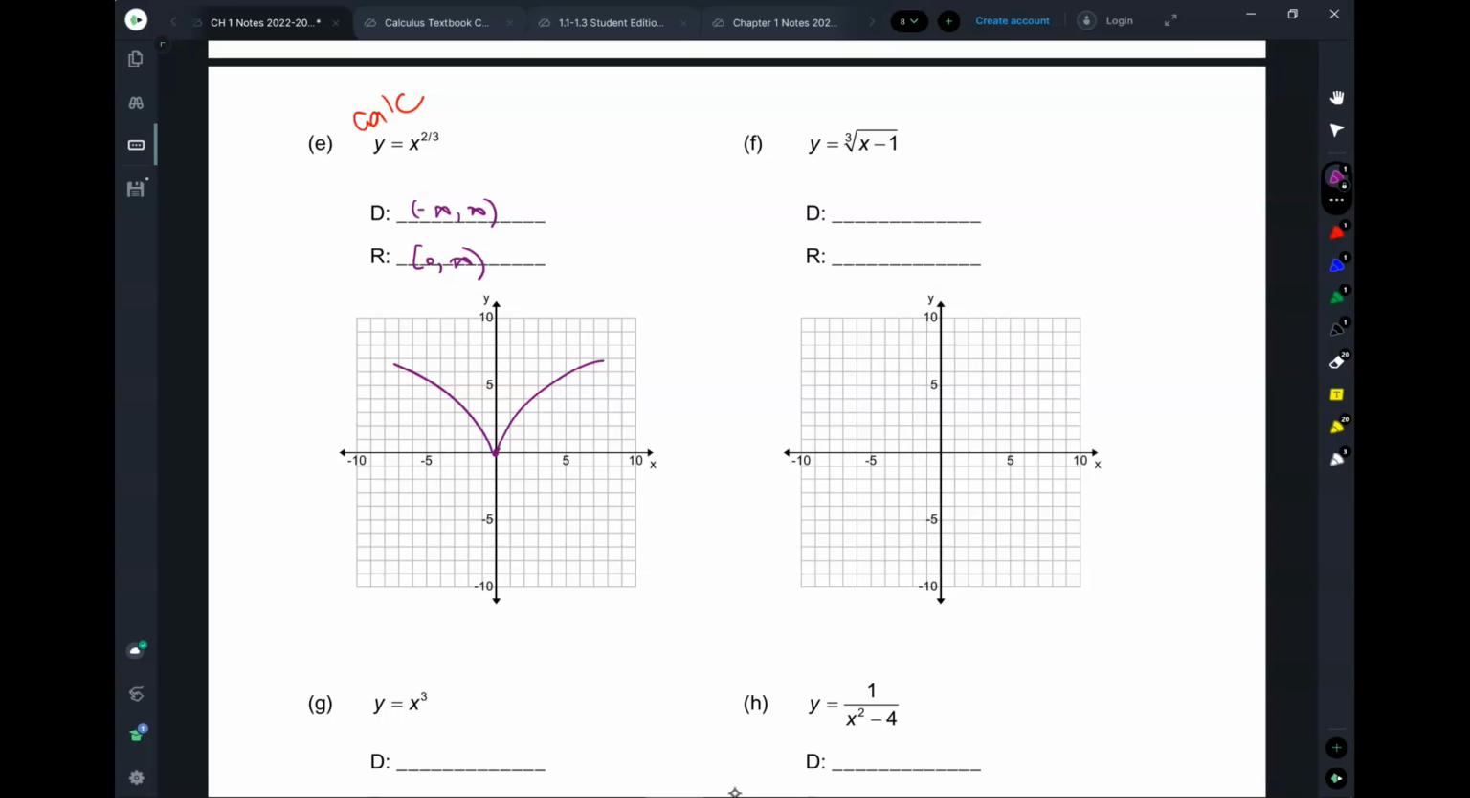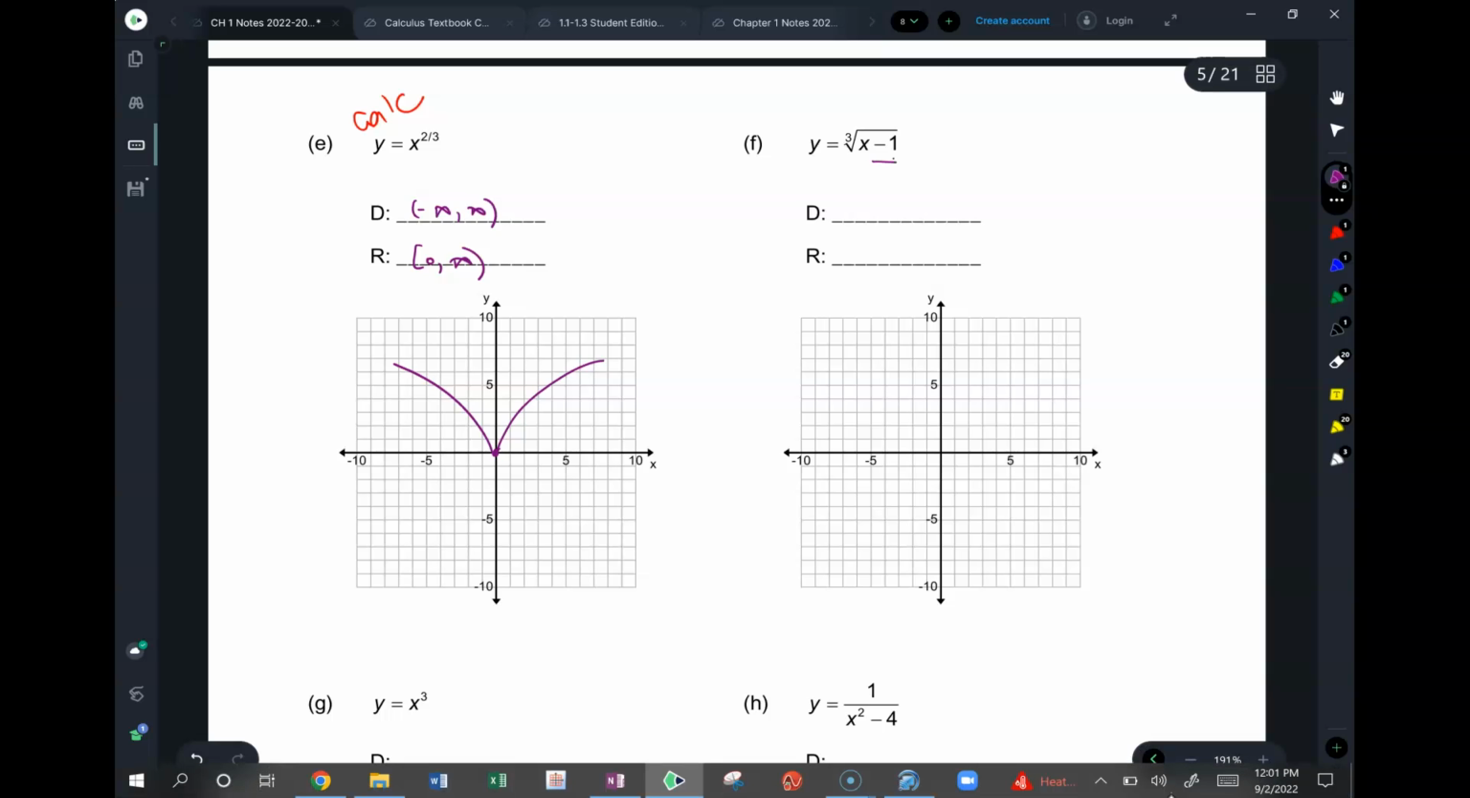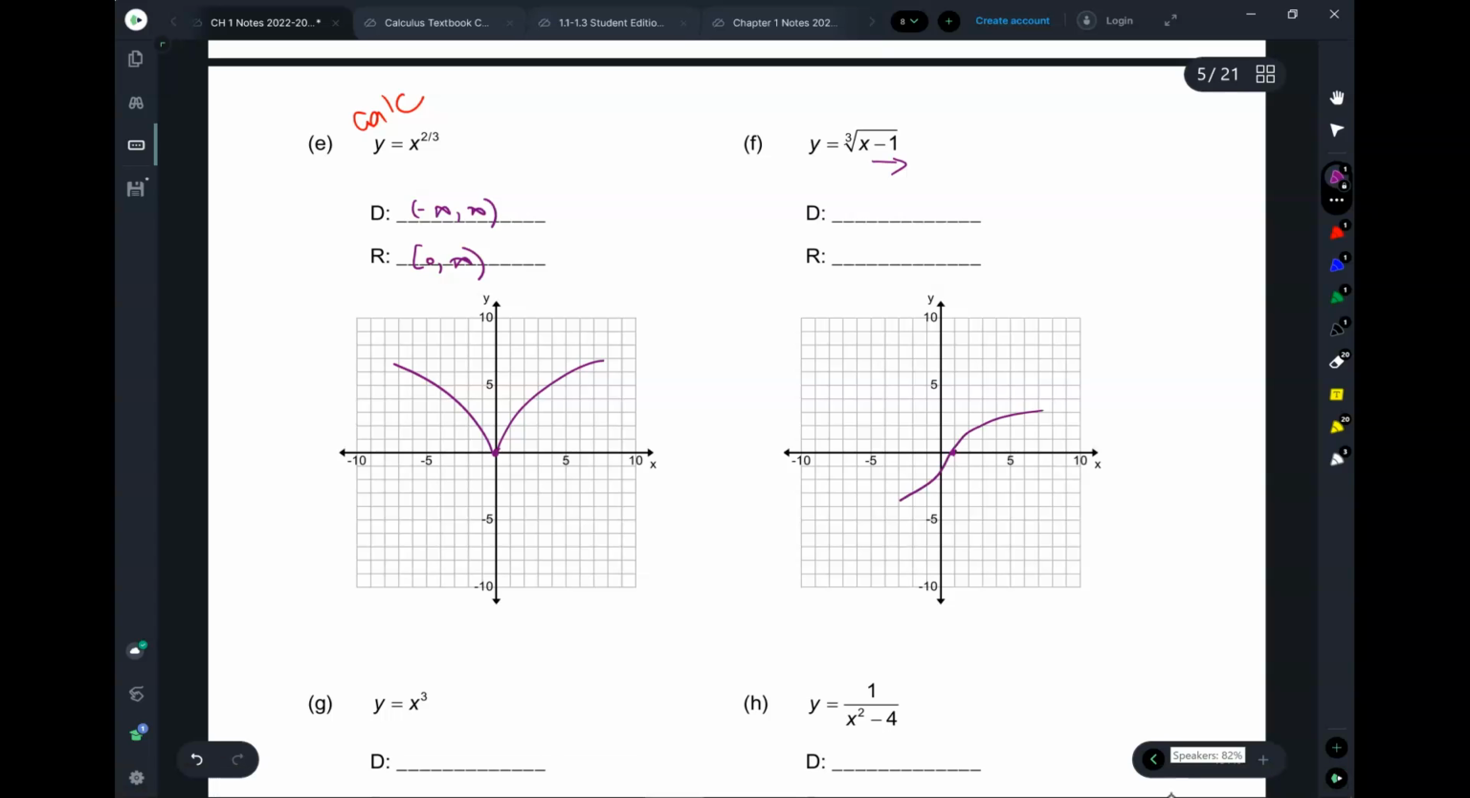What does the next one look like? It's the flip. It's like this, but it's flipped. It's the flip of that. Yeah, it's this. So there is a -1, which means it's moved to 1, so it looks like this. Wait, so how do we know if it's that way or the other way?